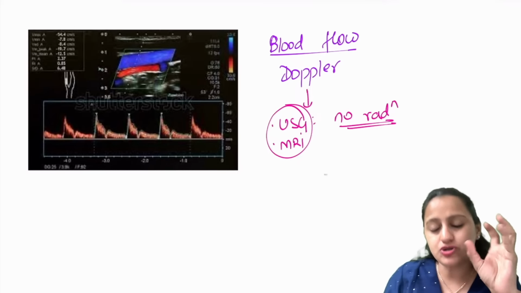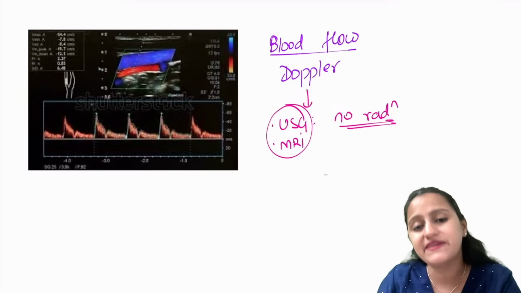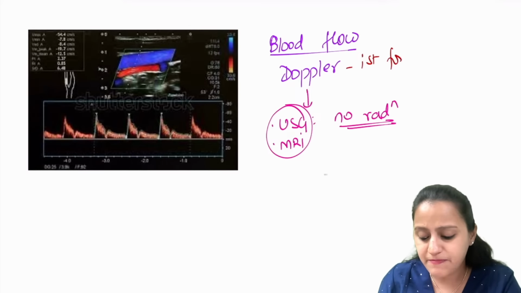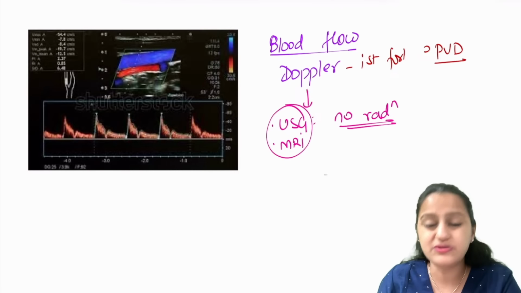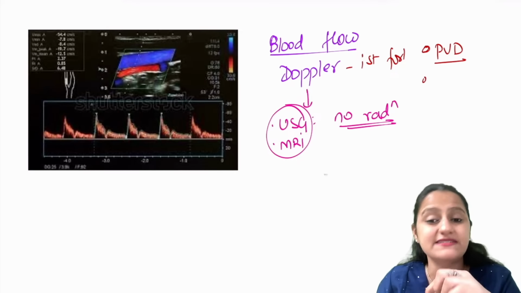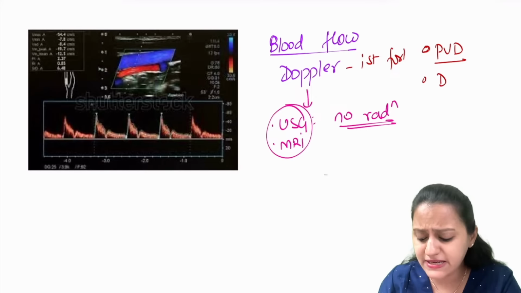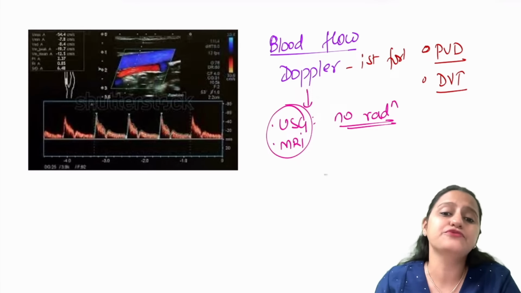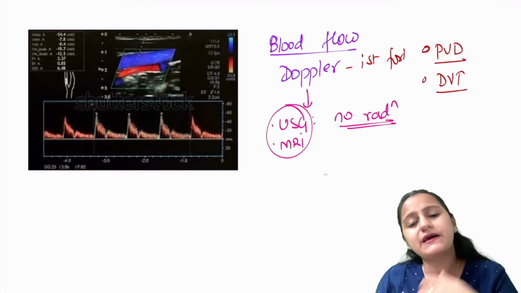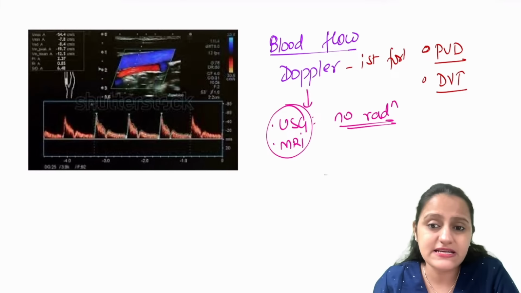Okay. So Doppler is generally the first investigation that you do for peripheral vascular disease, which are easily accessible, the peripheral vessels on ultrasound. Right, that's the first investigation that you do for DVT as well. Right, so peripheral vascular disease, DVT, the first investigation you do is Doppler.